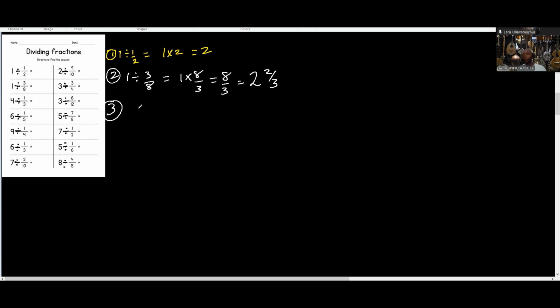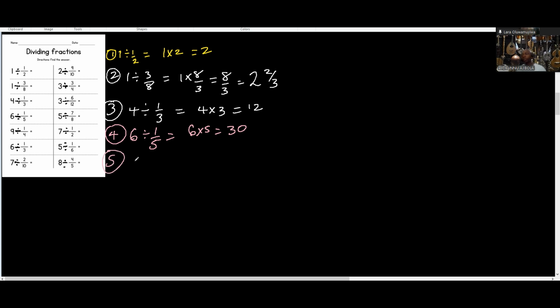Then number 3, we have 4 divided by 1 over 3. And this is going to be 4 times 3 over 1, which is 12. So if I get 12 over 1, do I put over 1 again? No, you don't put over 1. Then number 4, we have 6 divided by 1 over 5. And this is 6 times 5 over 1, which is 30 over 1, which is 30.